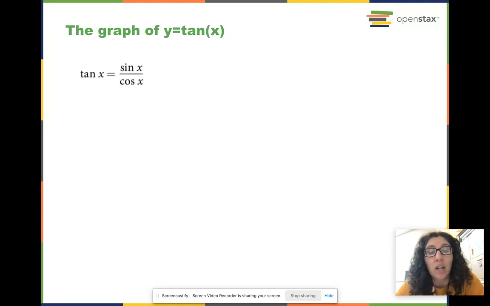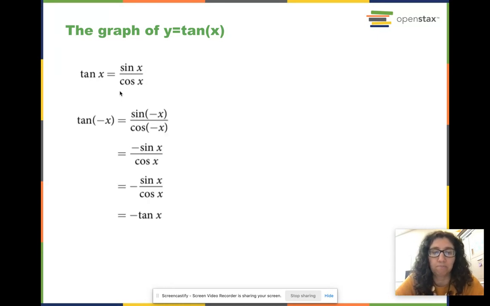First of all, tangent is sine of x over cosine of x, right? So let's think about cosine of x. Is cosine of x ever 0? It sure is, right? Cosine of x is 0 at pi halves and 3 pi halves. So that's something we're going to have to think about. Sometimes tangent is going to be divided by 0, which means it's going to be undefined. There's going to be some vertical asymptotes, because we have cosine x here in the denominator. So that's the first thing to consider.